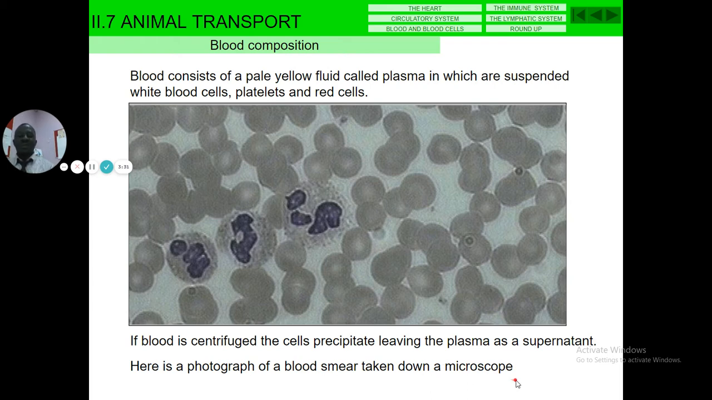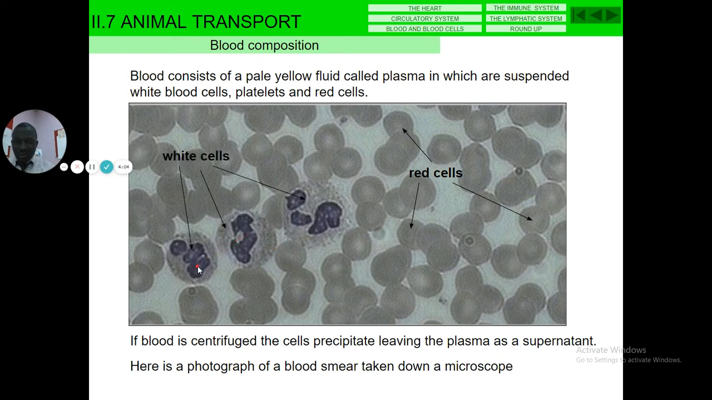Here is a photograph of the blood smear taken down a micrograph. So when you look at this, you see that most of the time it's plasma that appears, and then cells can come out. A few of them can be seen. So the big ones are red blood cells, which we can see here. The ones with the biconcave structures, and then these big ones with the nuclei that are visible are white blood cells, and they have three types.